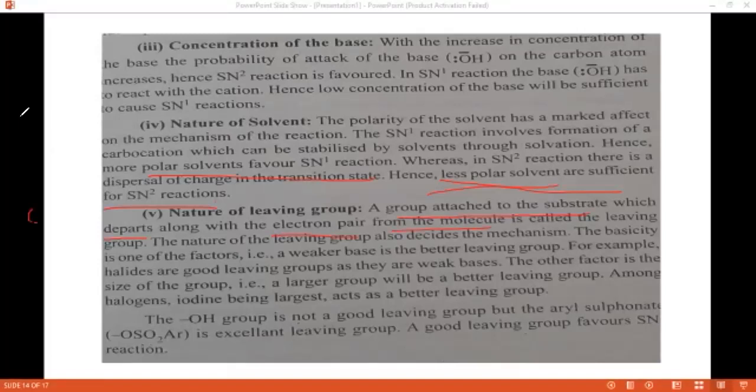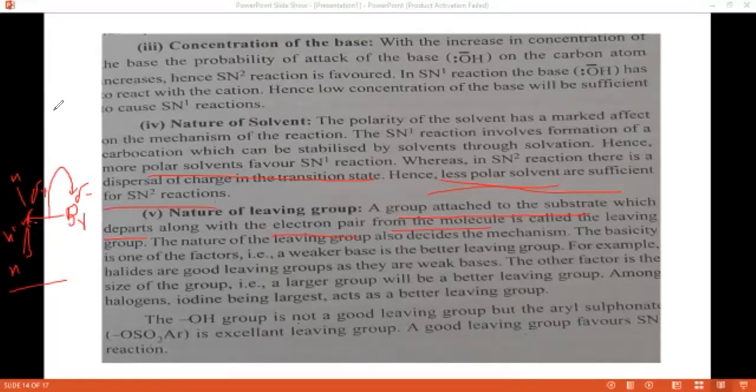For example, take the bond between carbon and bromine. Take one example, CH3Br, methyl bromide, where the bromine is attached to the carbon atom. Carbon carries a partial positive charge and bromine carries a partial negative charge. Now the bond breaks between the carbon and bromine.